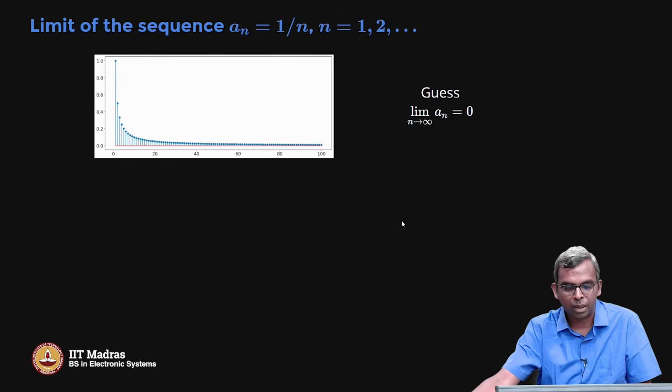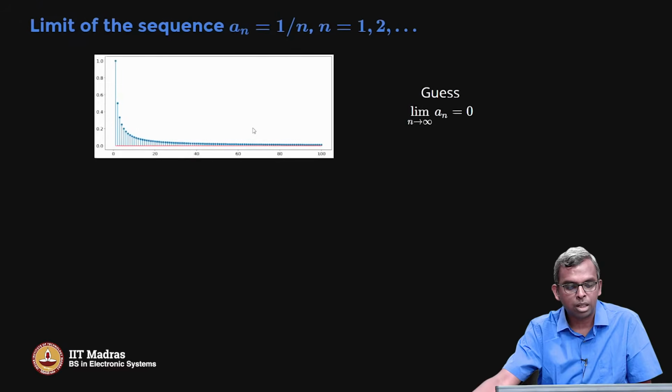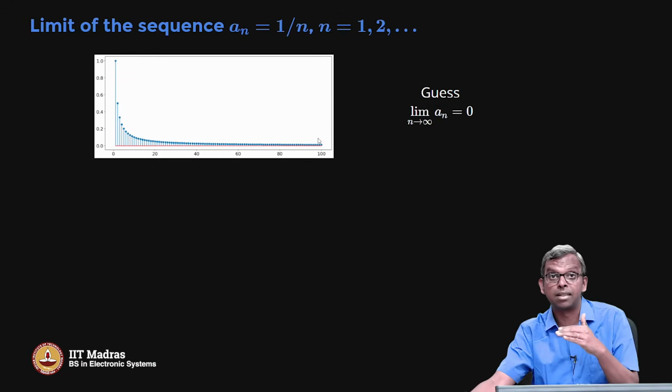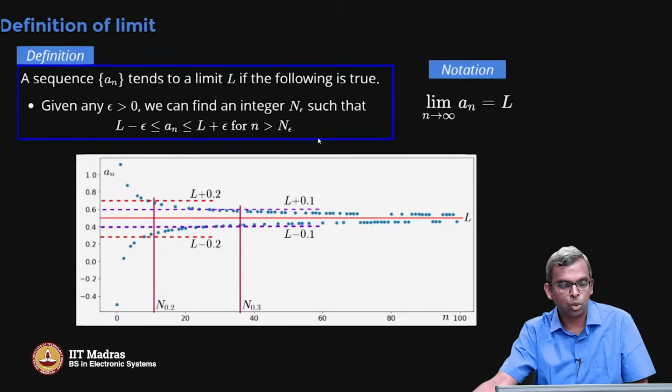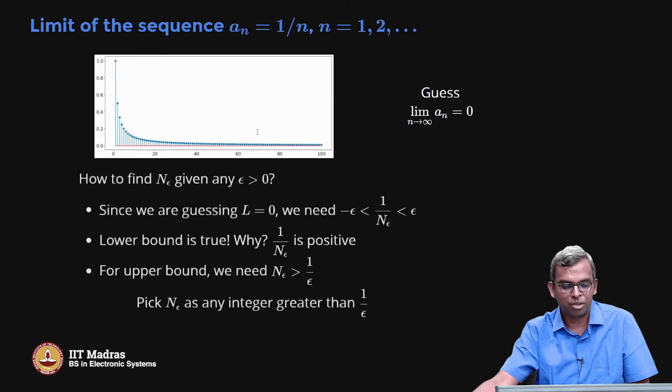Think about this a little bit. What do I want? L is 0, the limit is 0. So, an for n greater than n epsilon should be within minus epsilon and epsilon. What do I know about this sequence 1 by n? It is a decreasing sequence. So, if I show that 1 by n epsilon is between minus epsilon and epsilon, that's enough for me. After that, everything else will be done. This is the first step in the proof. Think about why that is true.